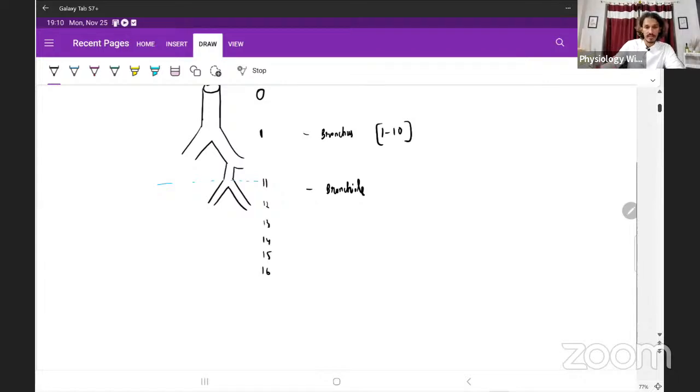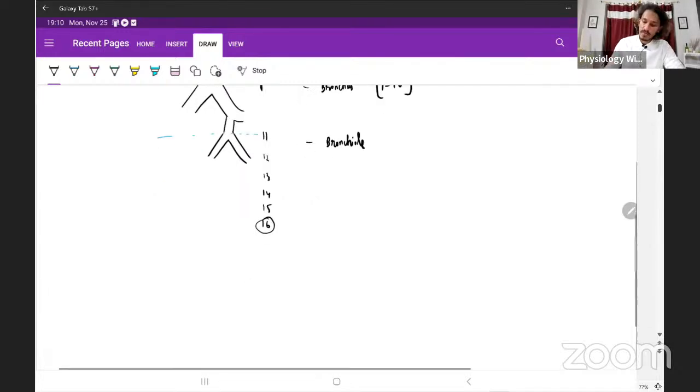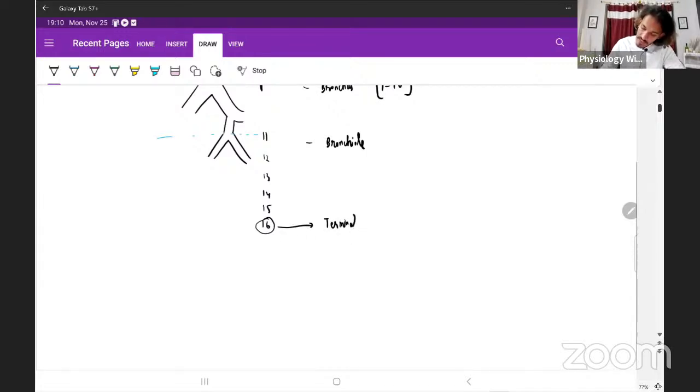Okay, so till 16 it divides. So this last division of your bronchiole is a particular type of bronchiole we term as terminal bronchiole. So this is what we call a terminal bronchiole. This bronchiole keeps dividing further and further. Ultimately, it reaches a particular thing which is called a terminal bronchiole.